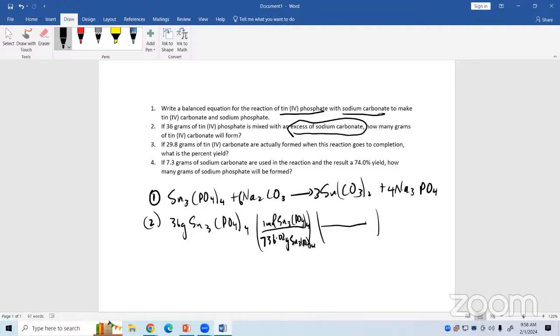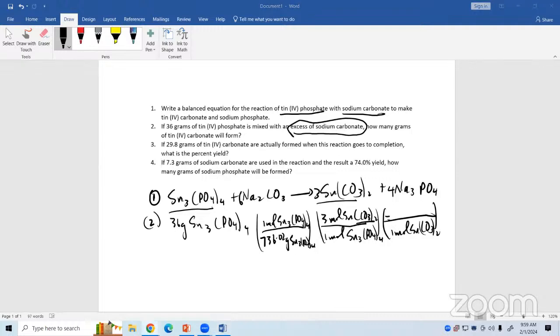Then the next step is to convert from moles of the tin(IV) phosphate to moles of the tin(IV) carbonate. So this is the tin(IV) phosphate, this is the tin(IV) carbonate, and that's a 3-to-1 mole ratio. So 3 moles of Sn(CO3)2 would go here, and down here would be 1 mole of Sn3(PO4)4. And then I would multiply that by the molar mass of the tin carbonate. So 1 mole of Sn(CO3)2, and then above, I'm going to put the molar mass.